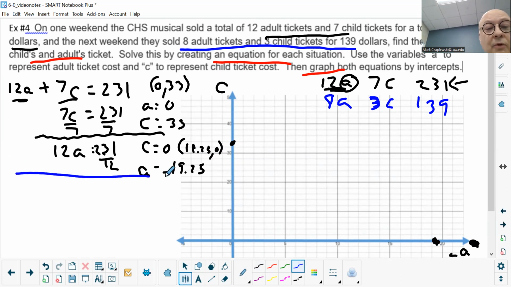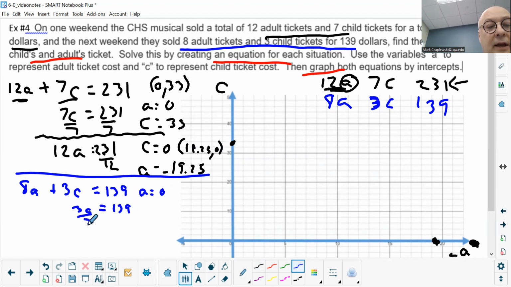Now, for the second situation, you have 8 adult tickets, and I still don't know how much they cost. And I add that to 3 child tickets, and depending on how much they cost, that's how much money you're bringing in. But this total is 139. So then once again, I do A equals 0. That wipes out the A. You get 3C equals 139. Going to my calculator and dividing by 3, 139 divided by 3 is 46.3. So that would be my C.